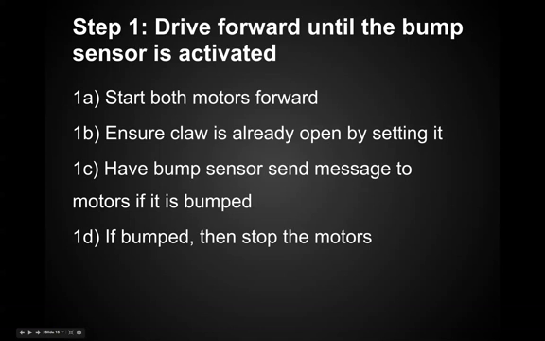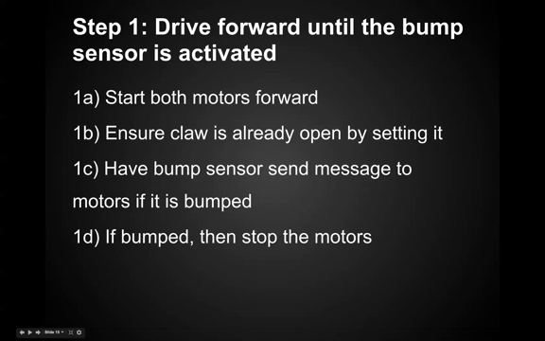Now what's unique about these is that 1A and 1B are kind of one-step, one-time actions. Start the motors. Once we start them, they keep going. 1B, ensure claw is already open. Once we do that, it's done. 1C is an ongoing.